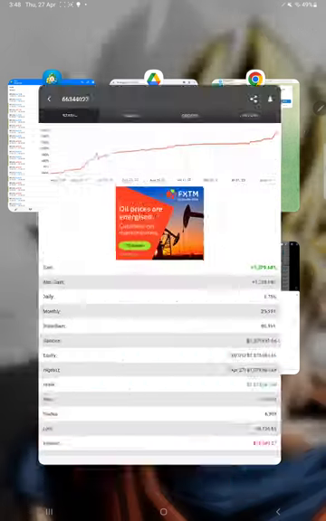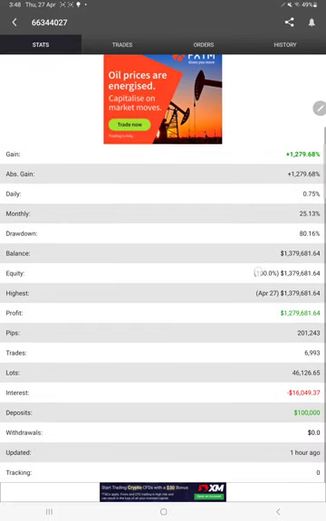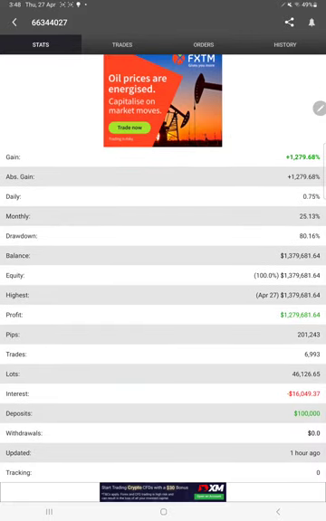And here is the MyFXBook page of this strategy. So far, 1279.68% return, daily 0.75%, and monthly 25.13% return. And these details were updated just 1 hour ago. This is the recent update, and there are no open trades and no pending orders.